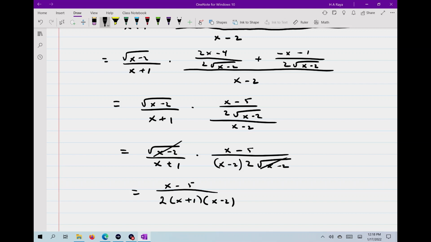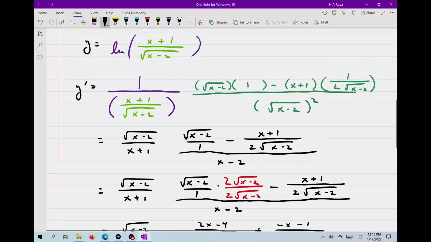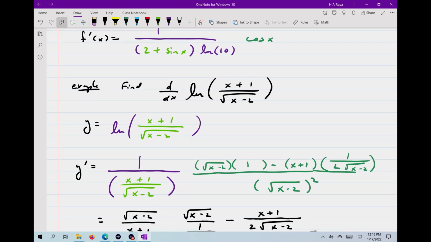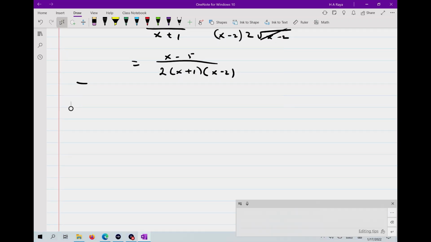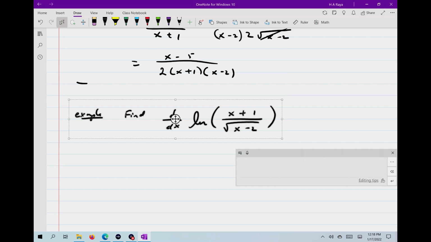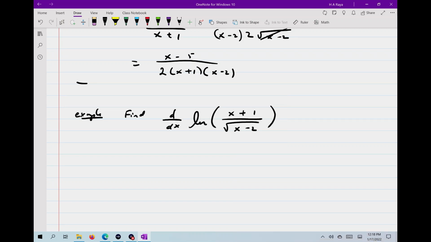But now I would like to redo this problem and use some of the properties of logarithms to show you the benefit of working with logarithms. Let's differentiate the same function. So let's say we take this, copy it, and attack the same problem, but before we start taking derivatives, let's apply some properties of logarithms first.